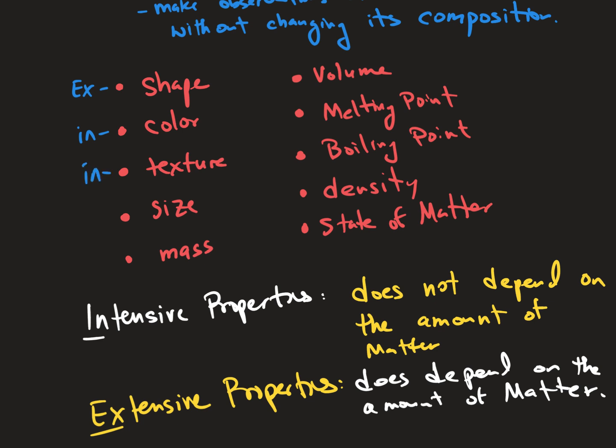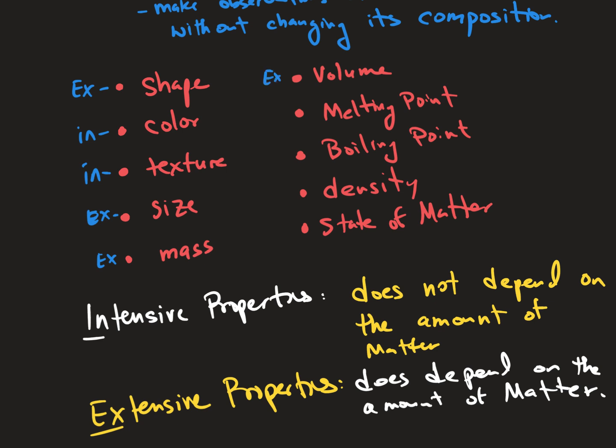About size. Extensive, right? You have a ton of it versus an ounce of it, it's going to be different size. But it's still copper, right? So it's just the outside. Size doesn't tell us what it is. Mass. Extensive again. And volume. Also extensive, right?